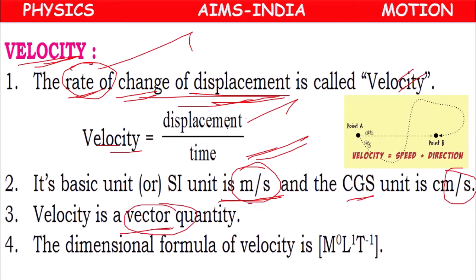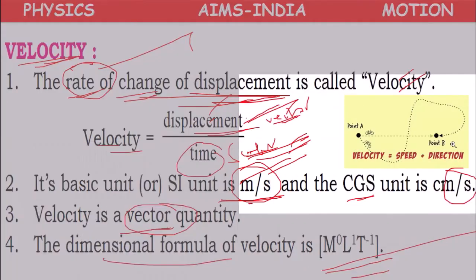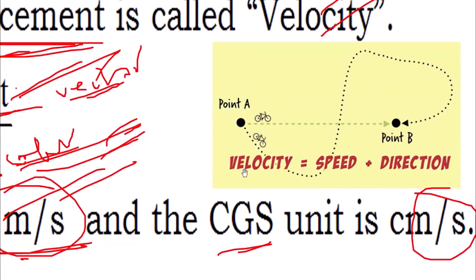Why? Because it depends on displacement, which is a vector. Here time is a scalar, so no need to bother about time, but displacement is a vector. So velocity is a vector quantity. The dimensional formula is also the same here.